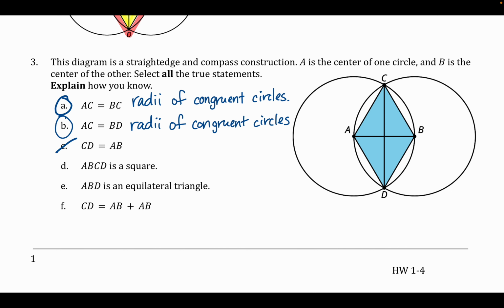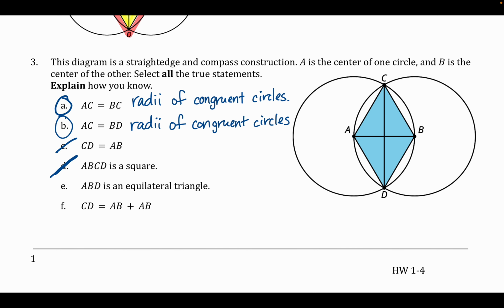It now says ABCD is a square. Well, a square would have four equal sides, and this does have four equal sides, but it doesn't have four equal angles. A square has to have four right angles, and this does not, so it's not a square.